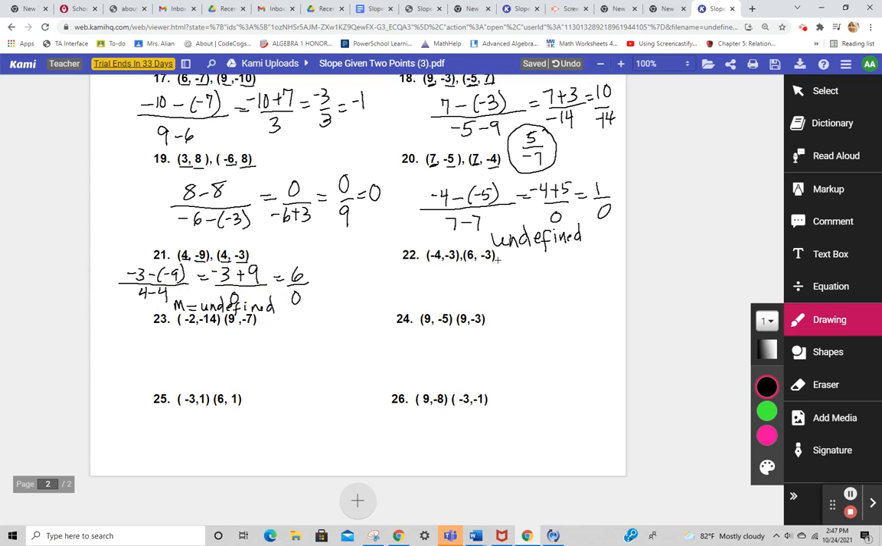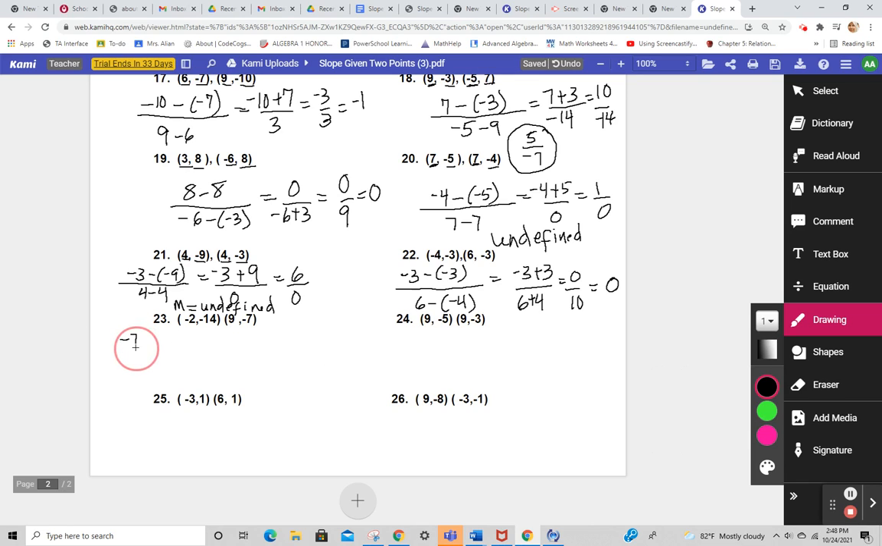All right, number 22. Negative 3 minus negative 3 all over 6 minus negative 4. Well, that's negative 3 plus 3 over 6 plus 4. So that's 0 over 10, which means the slope is 0. This is a horizontal line. All right, why don't you pause the video right now and work the next 4 and come back and check.